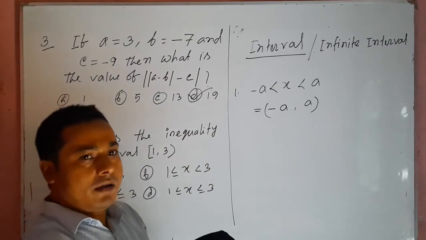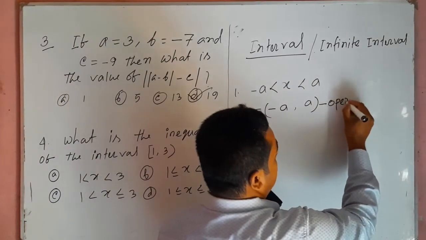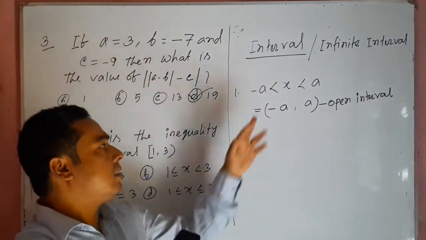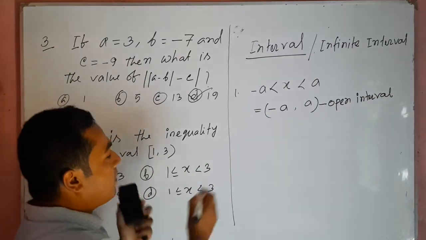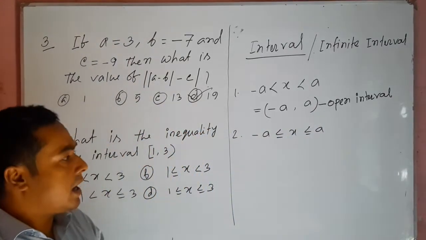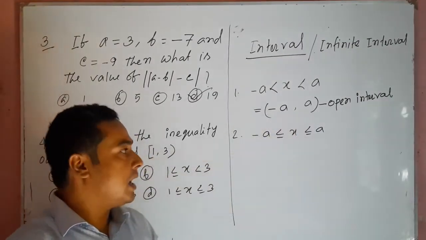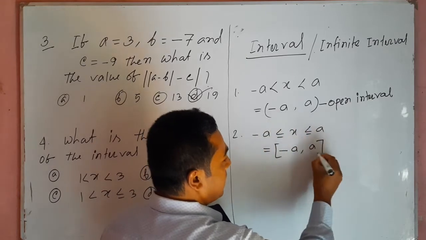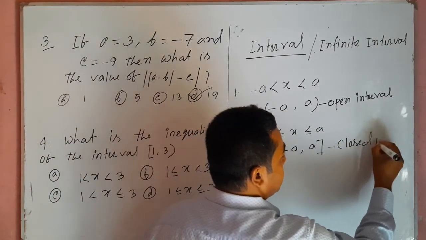Because of the first bracket, this is called an open interval, because minus a and a are not included in this interval. That's why this is an open interval. Okay, and number 2, minus a, x and a. This means that minus a and a are values of x. The end points are included in the value of x. So this is called a closed interval. We can write this minus a and a. The third bracket is called a closed interval in this case.